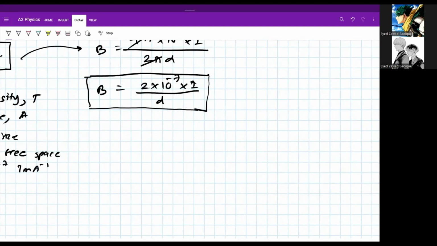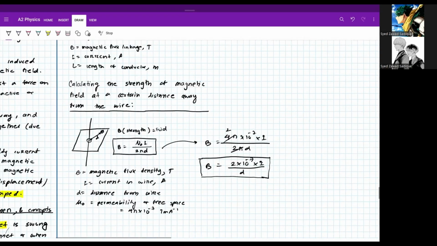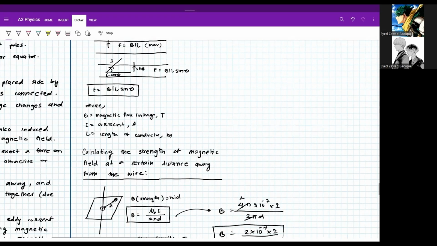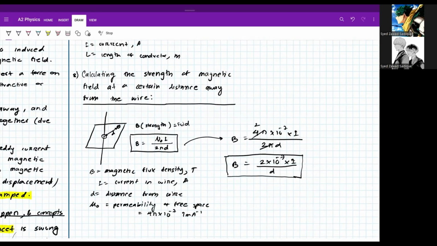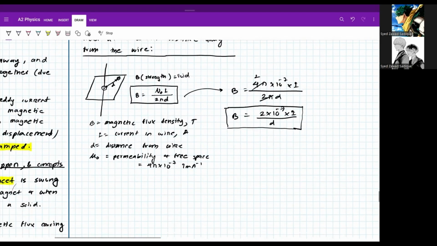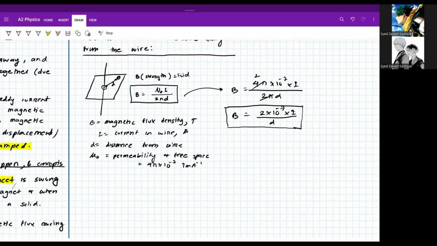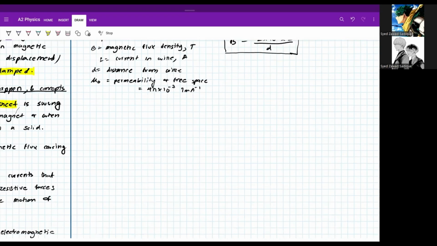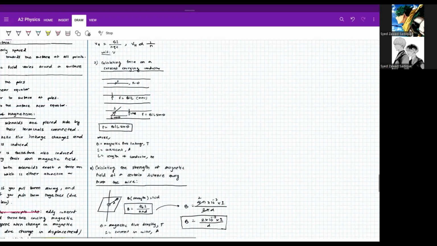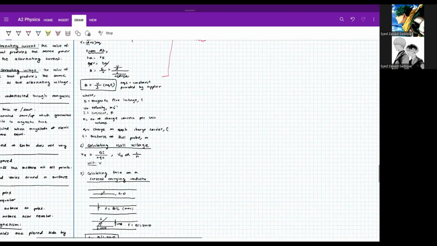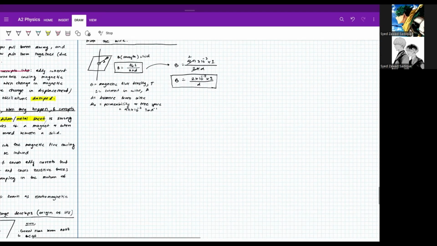You can choose to ignore this, but I think Edexcel and AQA people still have this. But as far as I'm concerned, I think Cambridge removed it. Okay, we have, I think, 5 more concepts. Hopefully we can finish it within the next 40, 45 minutes.